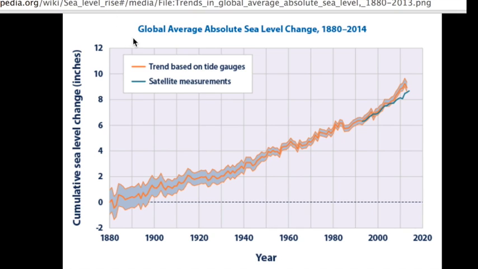Okay, so we're looking at global average absolute sea level change here. This is from Wikipedia, and we're looking at the sea level change on the y-axis in inches, and on the x-axis we have the year, and this data is from gauges and satellite measurements. And what I wanted to look at is this curve here, and see how linear is this and how much of this is an exponential growth curve.